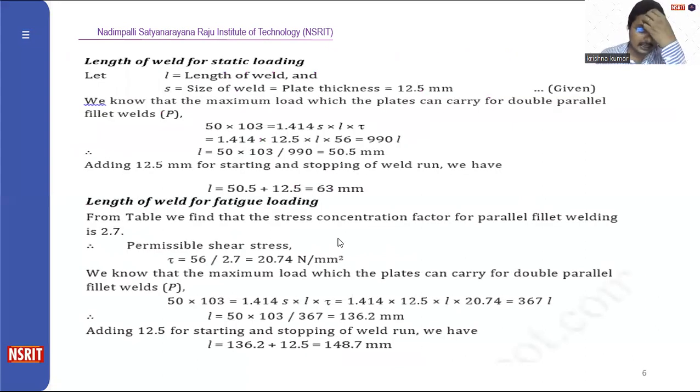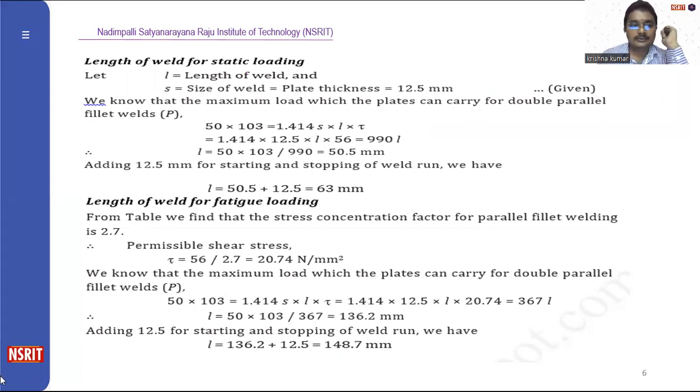Here the plate thickness is 12.5 mm, as given. The maximum load the plates carry for the double parallel fillet welds gives L is equal to 50 into 10^3 by 990. Adding 12.5 mm for the starting and stopping of the weld run while starting the welding operation, L is equal to 50.5 plus 12.5, which is 63 mm.